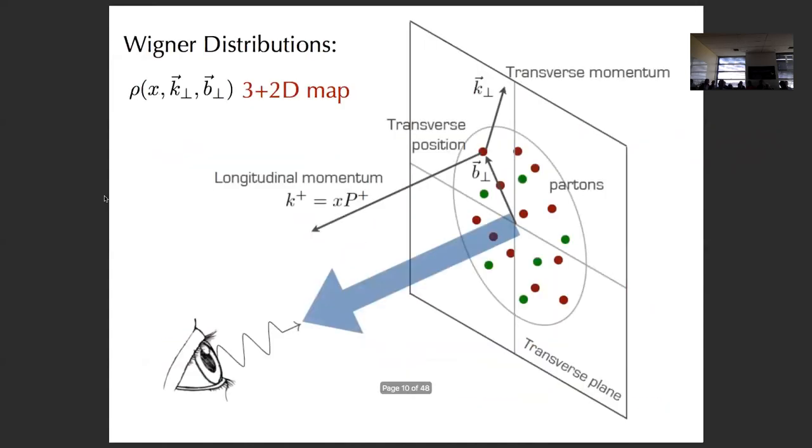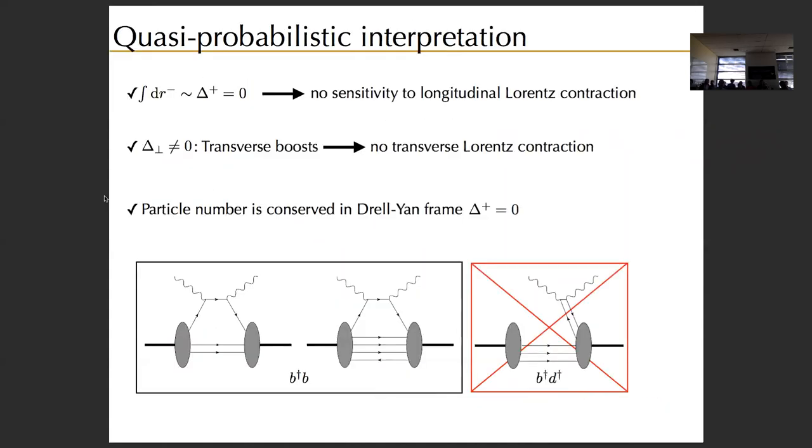Stupid question. Is it really a frame or is it a kinematical restriction? What is this Delta plus equals zero?